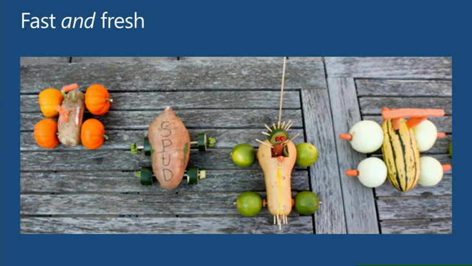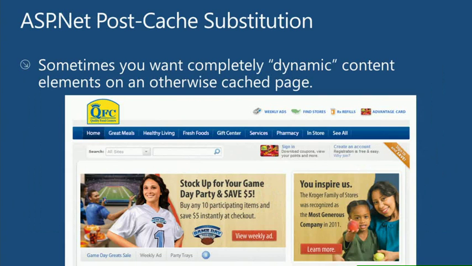So we do need to consider that there's going to be different types of content with different requirements, but we can get to the combination of both. And the way we can do this is by leveraging another ASP.NET capability, which is called post-cache substitution.